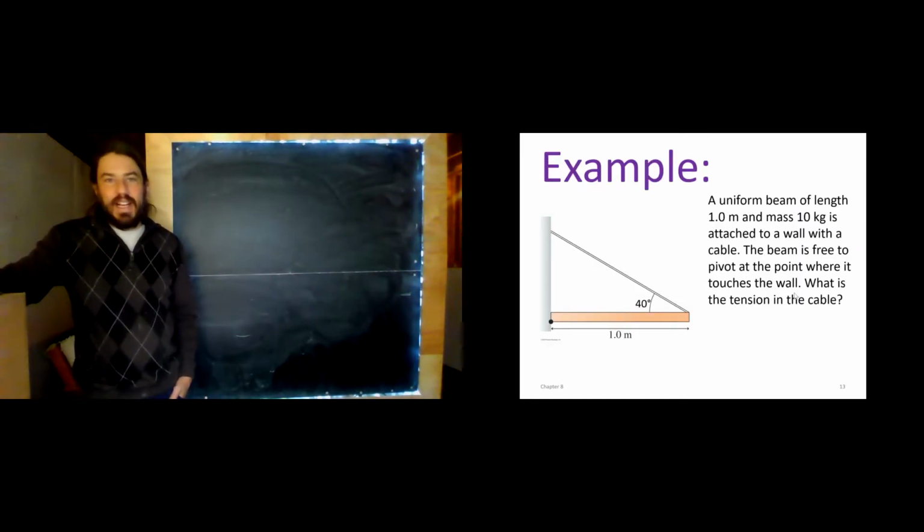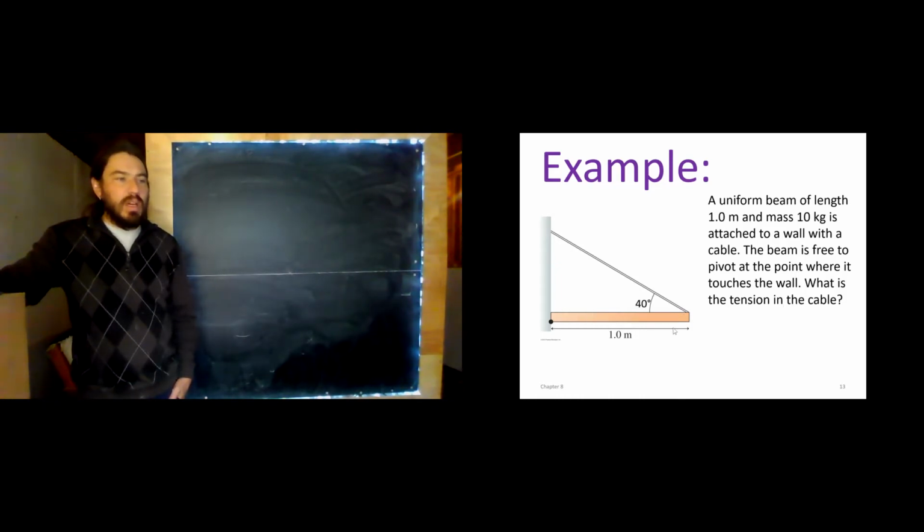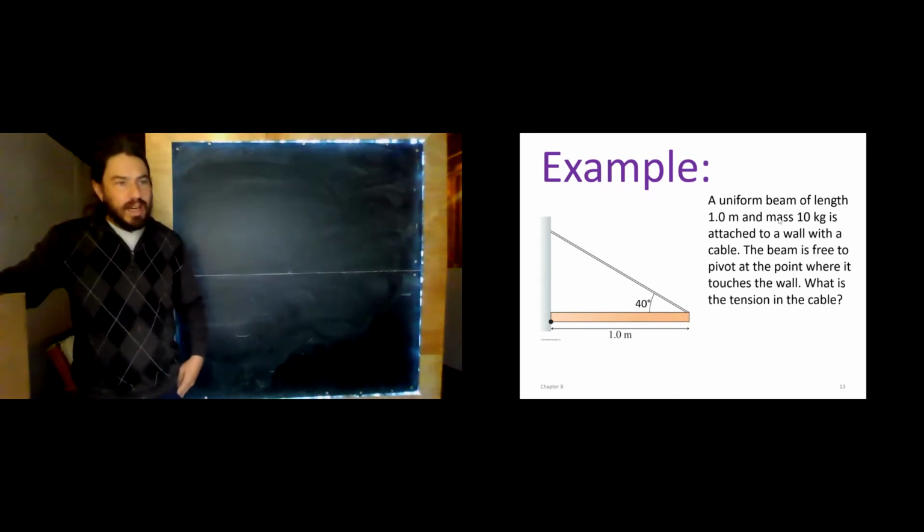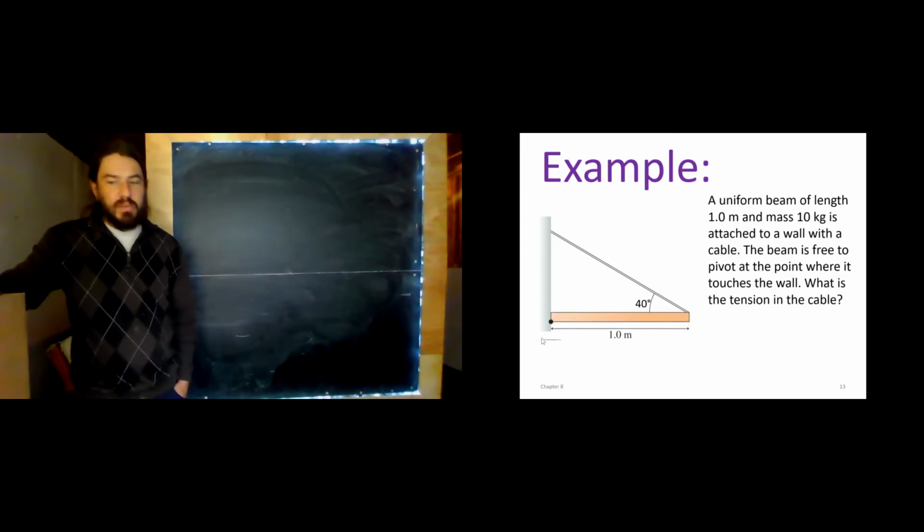So here's a classic equilibrium problem. You've got this beam, it can rotate over here, and it's going to ask us to find the tension in the cable. A uniform beam of length 1 meter and mass 10 kilograms is attached to a wall with a cable. The beam is free to pivot at the point where it touches the wall. Okay, so it's really giving us a strong suggestion that we should make that our pivot point, isn't it? What is the tension in the cable?